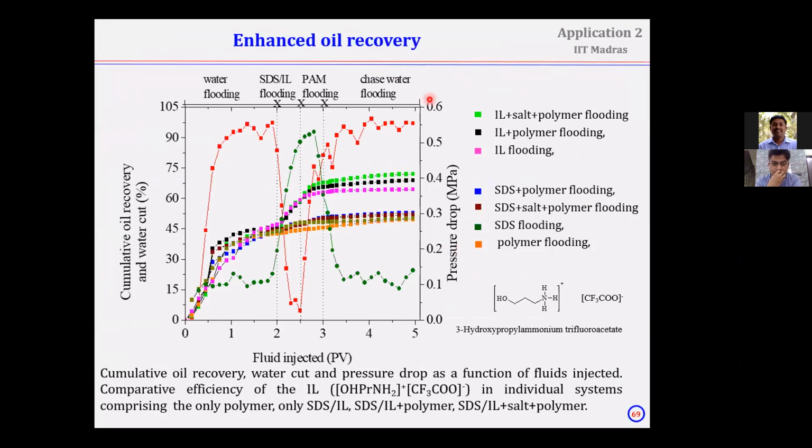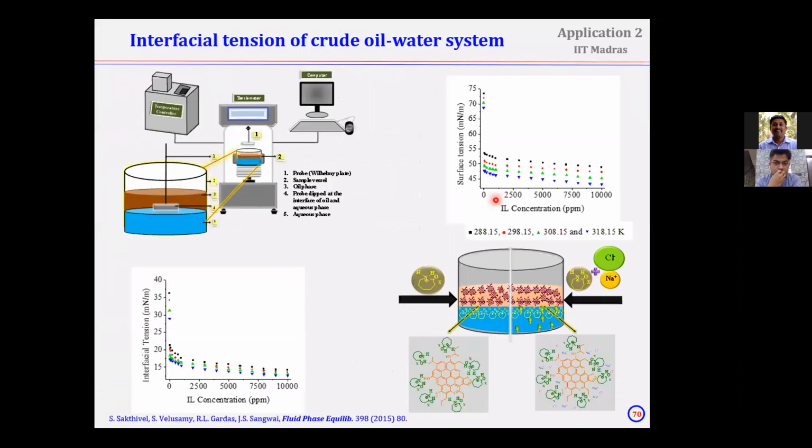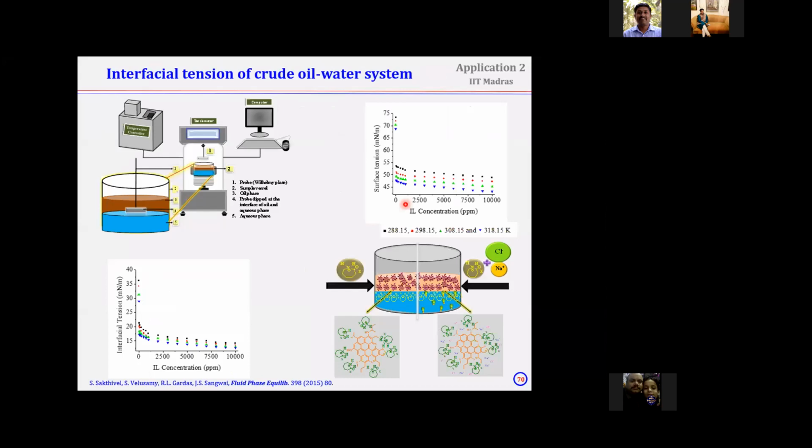Now, one may think, how is a tiny amount of ionic liquid doing magic? Keeping all other things the same, surfactant the same, polymer the same, conventional salt the same, and only adding a tiny amount of ionic liquid. Here basic chemistry comes into the picture. The interfacial tension is playing a crucial role, the interfacial tension between two things.